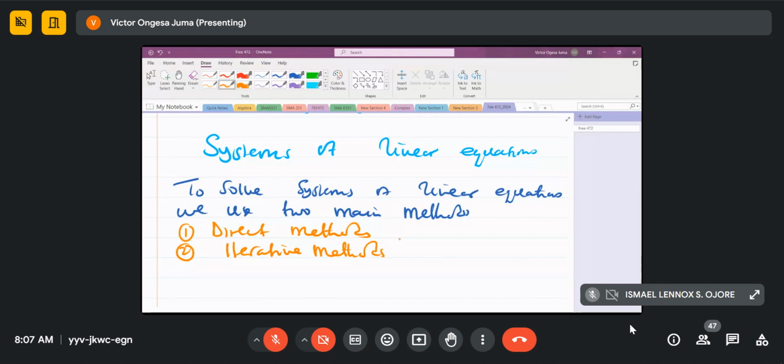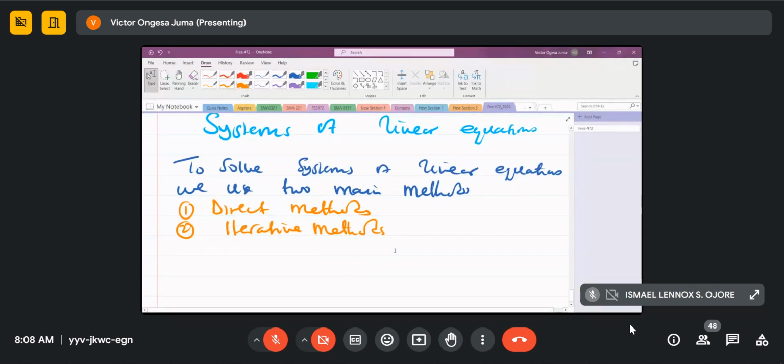When you look at direct methods, since these methods are sensitive to round-off errors, we should be careful enough to try to minimize the effect of round-off errors, because most of them are very sensitive to round-off errors. And so to start off, we want to look at the direct methods.